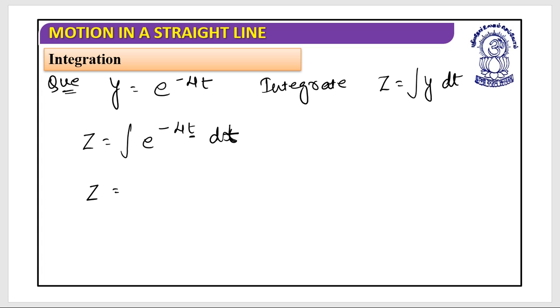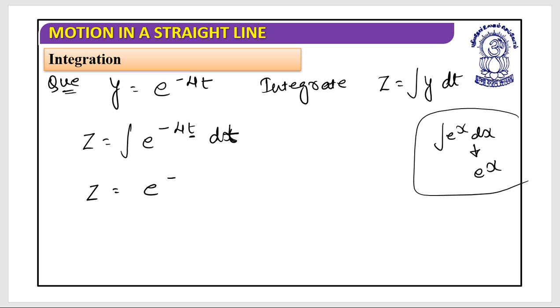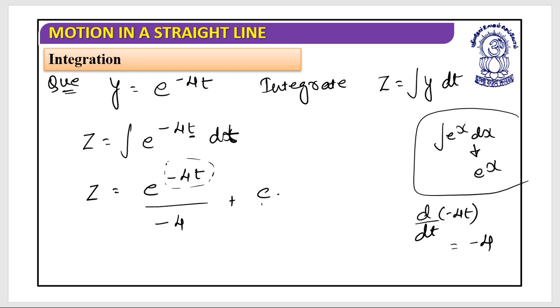What you need to do is integration of e to the power x. Do you remember this thing? Integration of e to the power x dx was e to the power x alone. So this is e to the power minus of 4t, but you assumed this incorrectly. So what you need to do is divide by the differentiating term of minus of 4t, which is minus 4. This is equal to e to the power minus 4t divided by minus 4, plus c, while c is a constant.